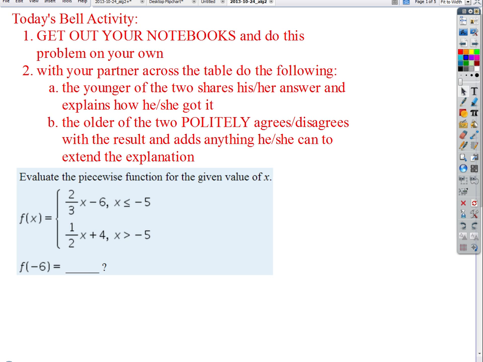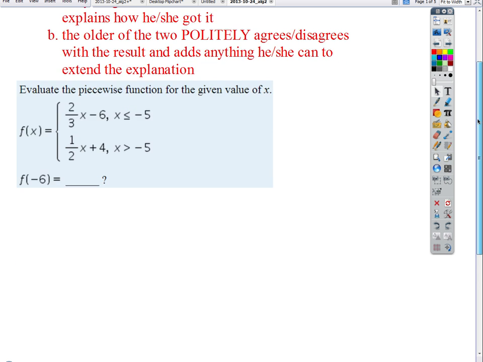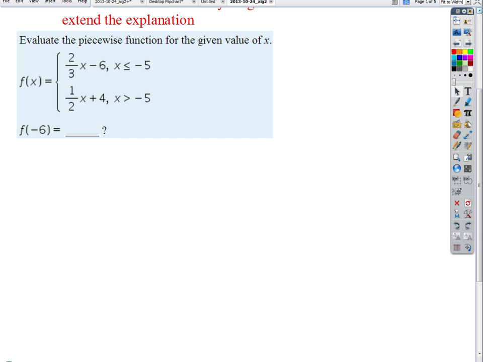Okay, so let's quickly take a look at this one. When we're doing a problem like this, first things first, you always want to make sure that you double read the question so you know what's going on. This is an evaluate question. Whenever you are asked to evaluate a function, evaluate means what?